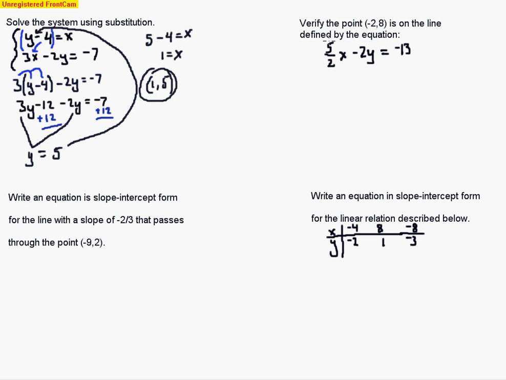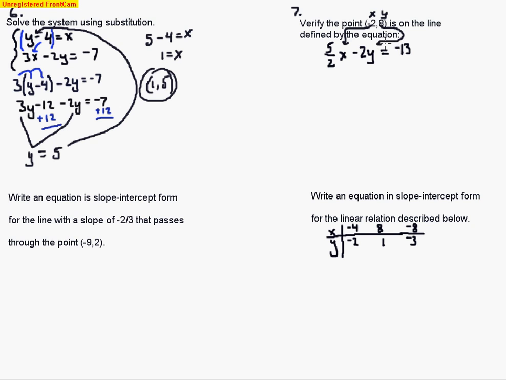Well, on this next problem, number 7, we're going to end up having to verify a point is on a line. So that was 6, this is 7. And the point is negative 2, 8. So all you're going to do, if you're verifying the point is on the line, is substitute negative 2 in for x, 8 in for y. And that's all you do. Just put those numbers in place of those variables.